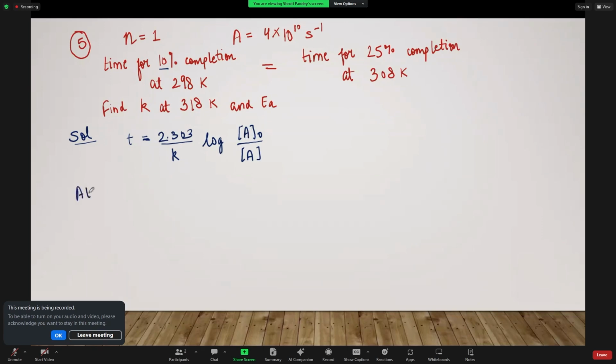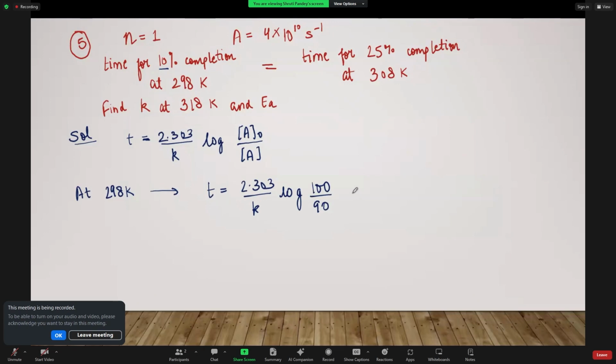So at 298 Kelvin, what happens at 298 Kelvin? If you write down this equation, so this would be time 2.303 by k. आपको k की value भी पता नहीं है इस equation में, ठीक है? So this would be log. If you consider the initial to be 100, assume it to be 100 because it is given in percentage form, and the final would be 90. ठीक है? Just remember this, 10% completion मतलब 100 minus 10. Similarly, 25% completion मतलब 100 minus 25. You have to put in over here in the integrated rate law.